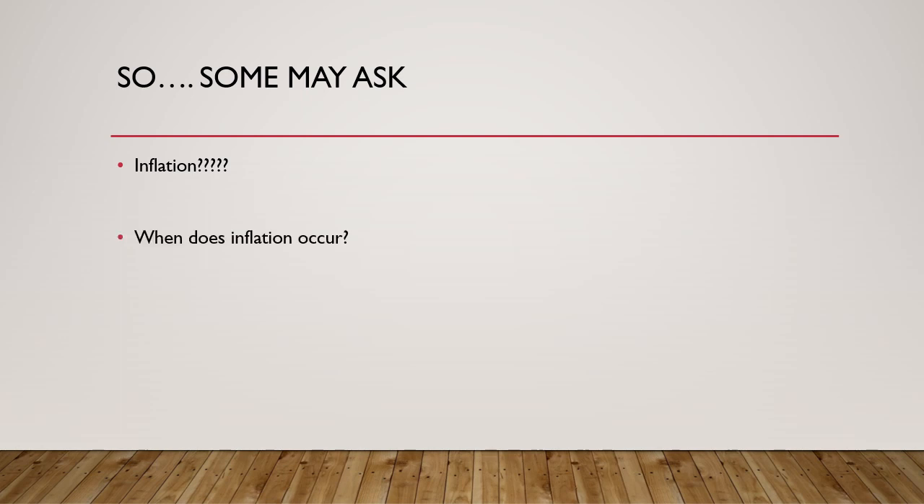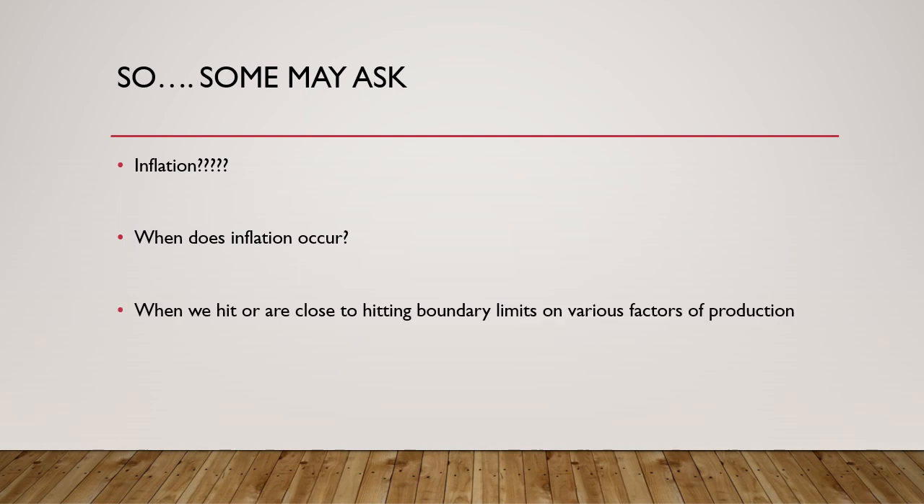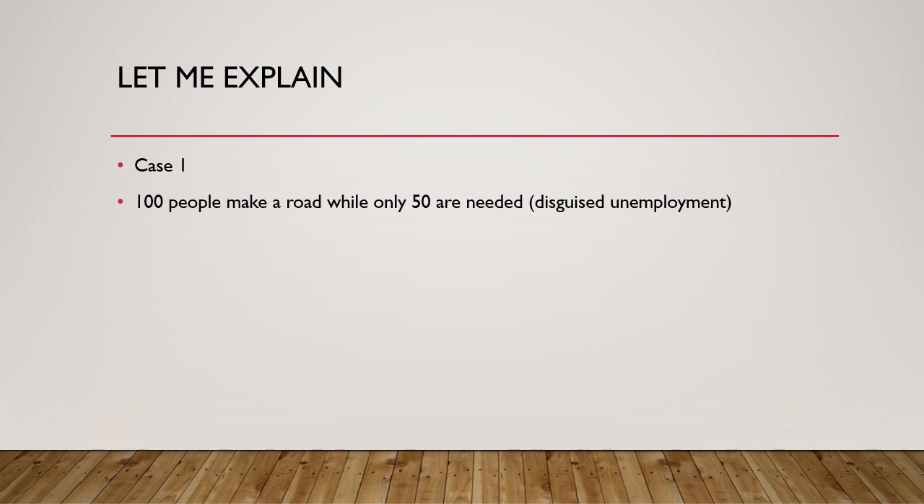But I would ask, when does inflation actually occur? Inflation occurs only if we hit limit boundaries on the factors of production, or the slack on those factors of production goes away. So let me explain. In case 1, let's say there are 100 people making a road while only 50 are needed. This is what we call disguised unemployment.